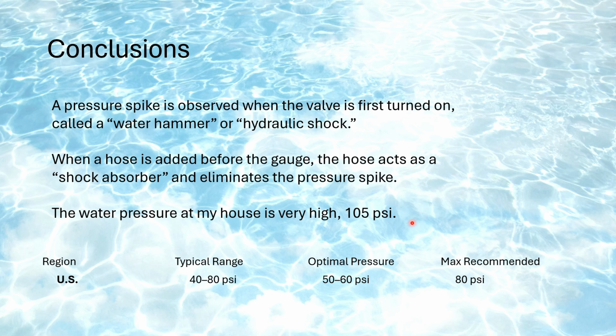And the third thing, which is probably more relevant to me, is that the water pressure at my house is very high, 105 psi. I probably need to get a water pressure reducer, but I'm not going to because I've lived in this house several years. There's no leaks, so I guess it's working. In the United States, the typical range is 40 to 80 psi, and the optimal is 50 to 60 psi. And obviously, typical plumbing can handle more, but the maximum recommended is about 80 psi, so I exceed that.